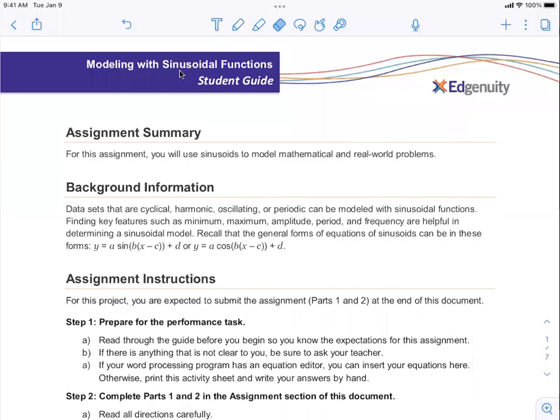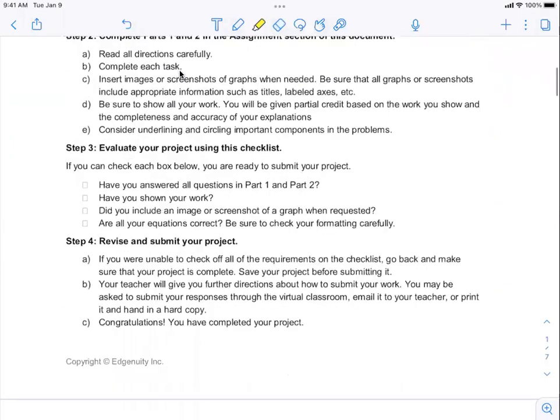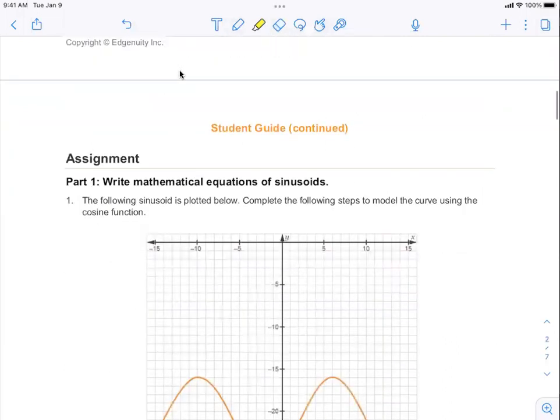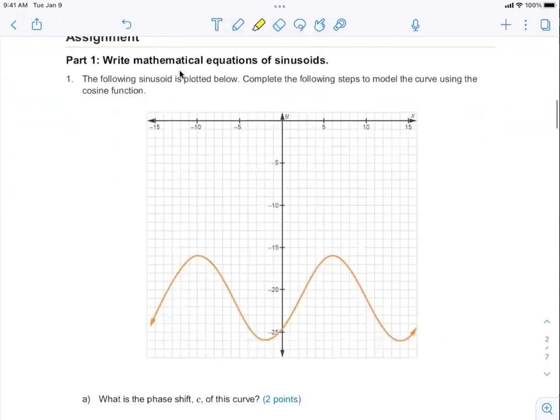So this is a little bit of help with the student activity, modeling with sinusoidal functions. So what we're going to do is start looking at some sine and cosine curves. Part 1, we are going to write mathematical equations of sinusoids.